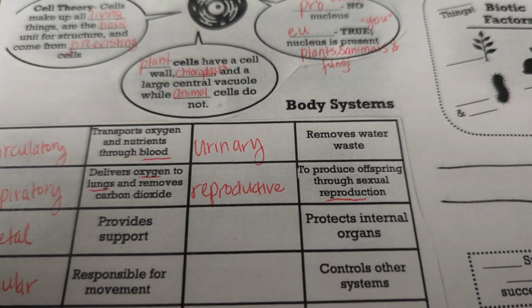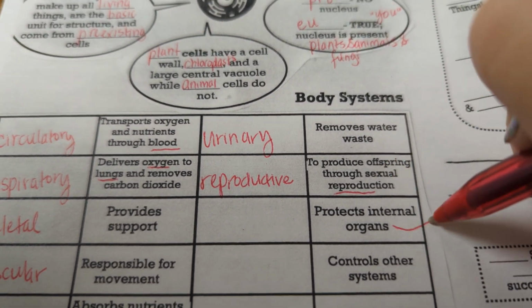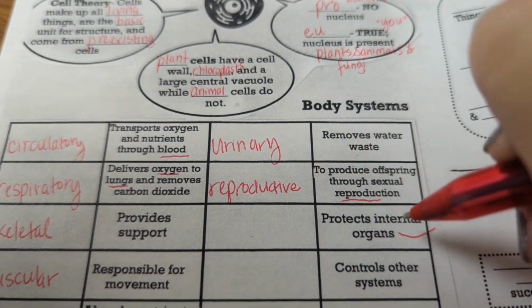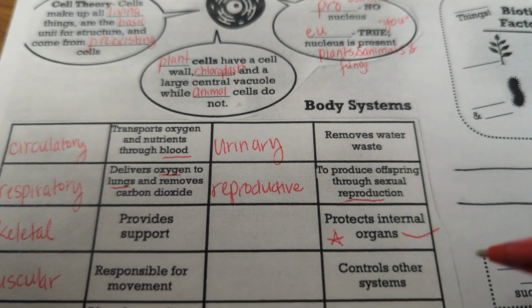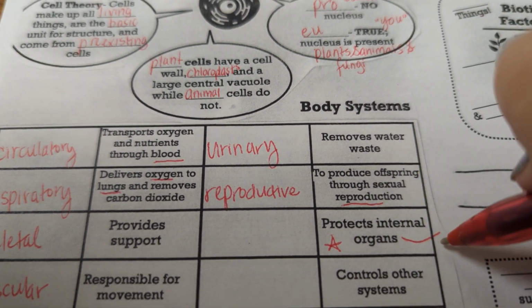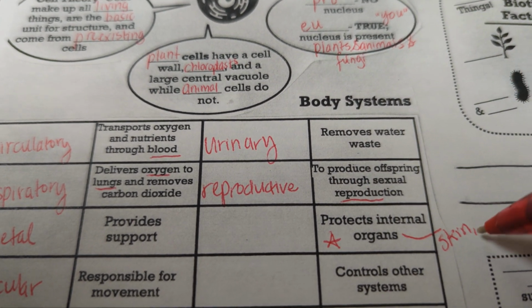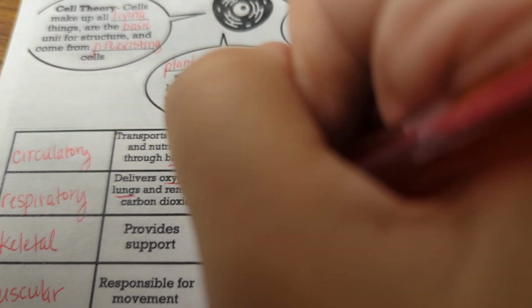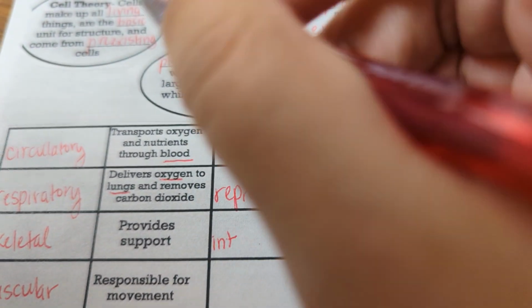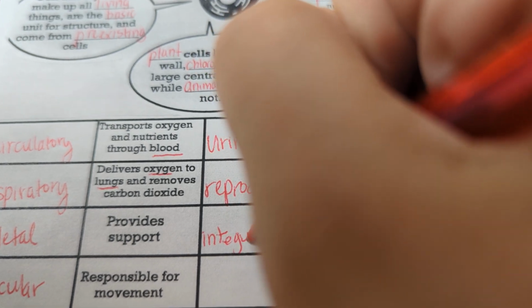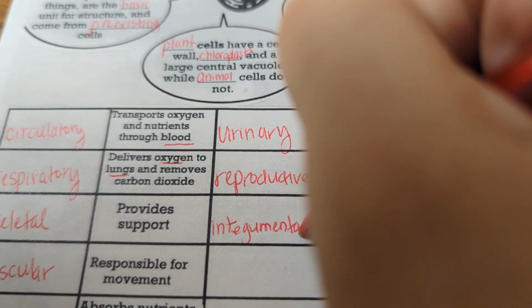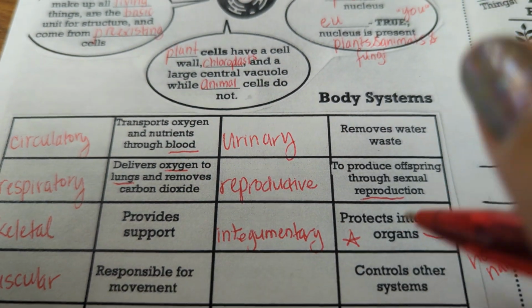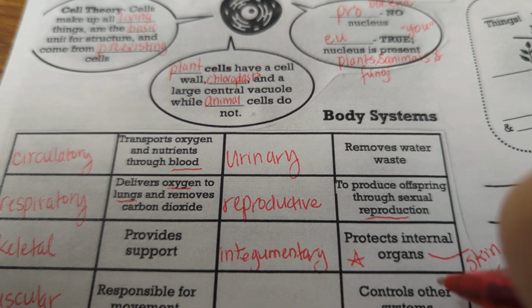Protects internal organs. This one is another one of those that they like to ask about. It's got a funky name. And you might also see it talks about the skin, hair, or nails. And that's the integumentary system. That's an R, A-R-Y. Integumentary system.